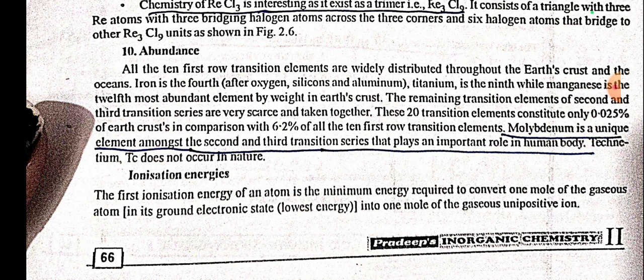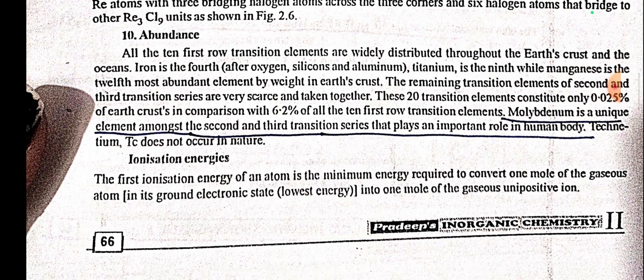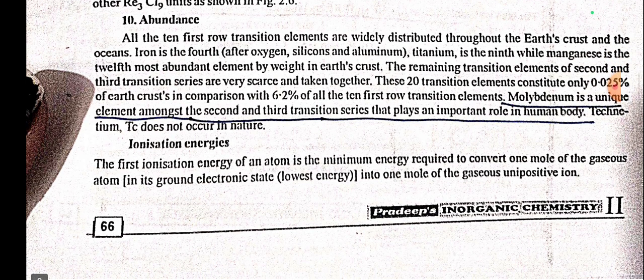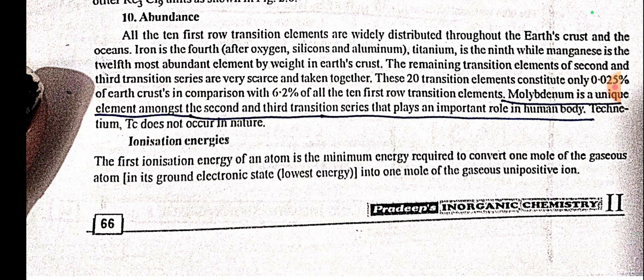Abundance. All the 10 transition elements of the first row are widely distributed throughout the crust and the oceans. Iron is the fourth most abundant after oxygen, silicon, and aluminium. Titanium is the ninth, while manganese is the 12th most abundant element by weight in the Earth's crust. The remaining transition elements of the second and third transition series are very scarce, and taken together these 20 transition elements constitute 0.025% of the crust. Among the second and third transition series, some elements play an important role in the human body. Technetium, Tc, does not occur in nature.